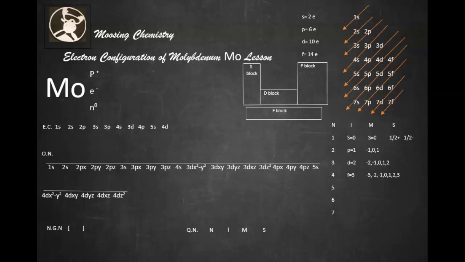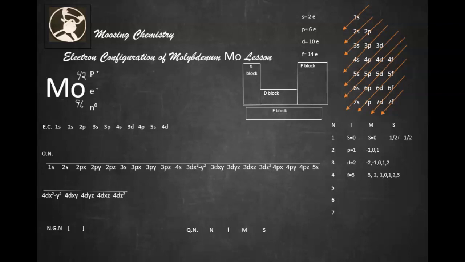This is electron configuration of molybdenum. When we look at molybdenum, it is element number 42 on the periodic table. So we're going to write 42 for our atomic number. And the atomic mass unit of this element, of course, is going to be 96. We're going to write 96 for our AMU.